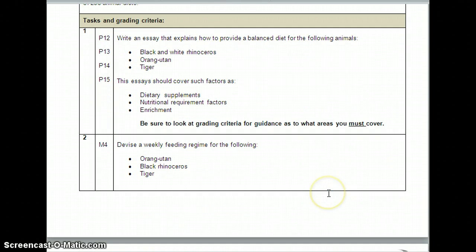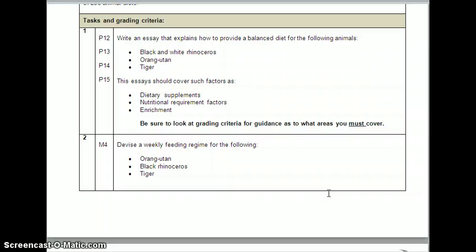For this second task then, you need to devise a weekly feeding regime for the three animals that you did in task 1. So a table: Monday, Tuesday, Wednesday, Thursday, Friday, Saturday, Sunday, AM and PM if necessary, what type of enrichment you're going to include, and what I want is the list of food including weights if possible, of what you're going to feed that animal for each day for the entire week.